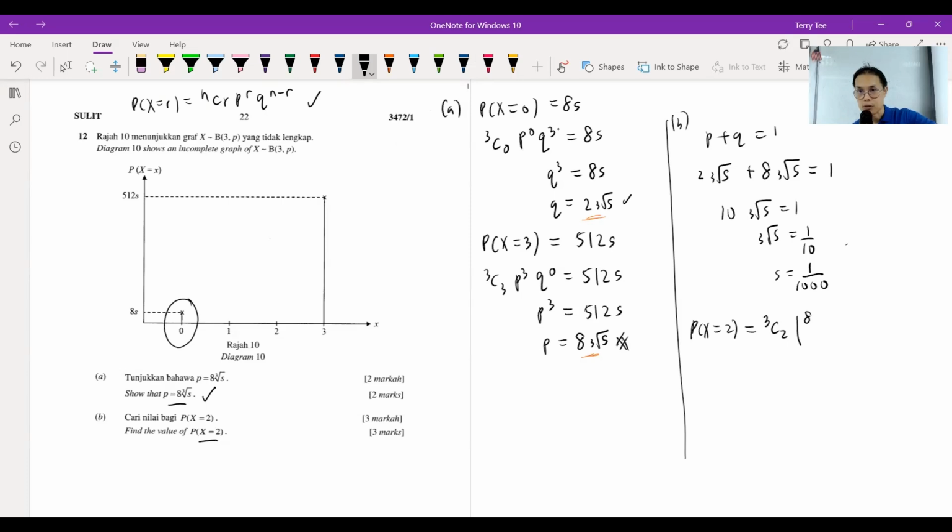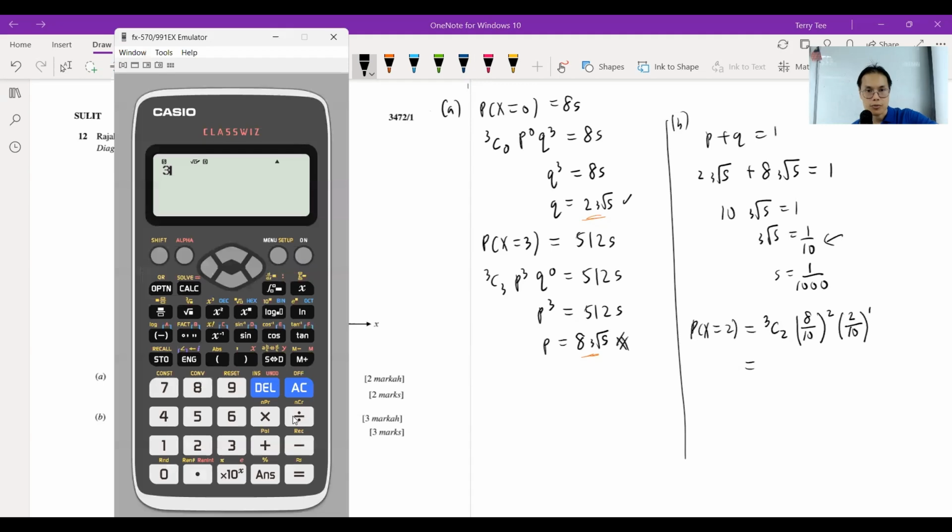That means cube root of S is this 8 over 10. Then you power 2. Your Q is 2 with the cube root of S, which is 10 power 1. Notice actually I don't need to sub in S. I sub in the cube root of S, 1 over 10, inside. Then use your calculator. We know 3C2 is 3.